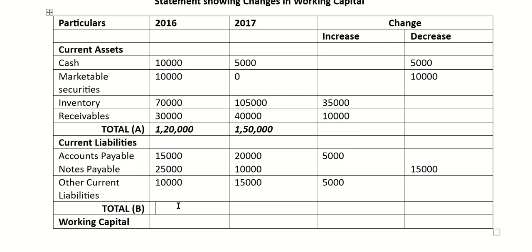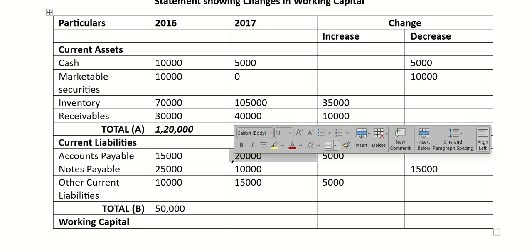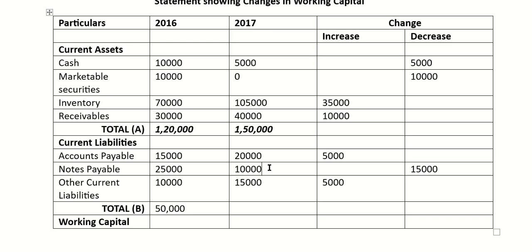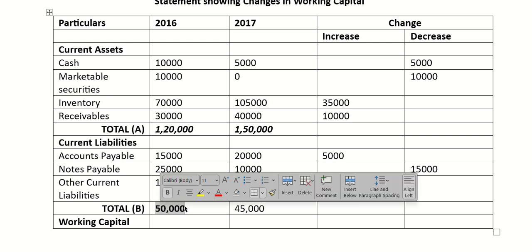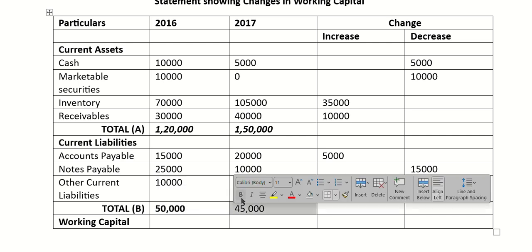Now we are going to take the total of current liabilities. See, in the year 2016, the current liabilities amounted to 40,000 plus 10,000, 50,000. In the year 2017, the current liabilities amount to 20,000 plus 10,000, 30,000 plus 15,000, 45,000. So we have got the total of current assets. We have got the total of current liabilities.